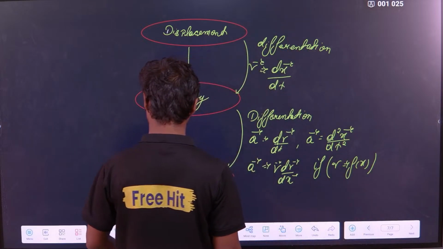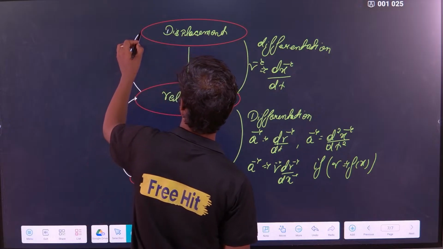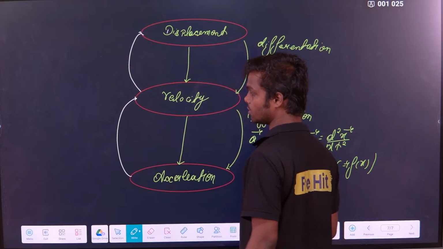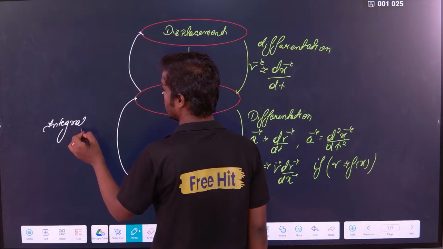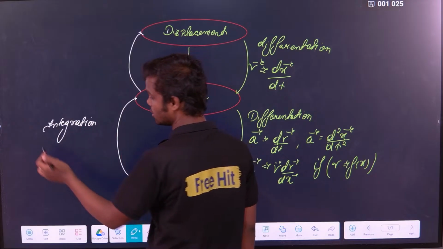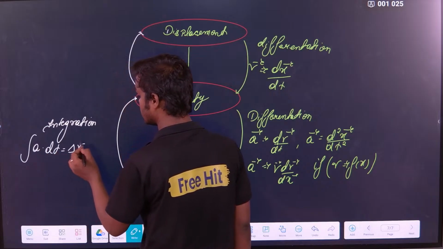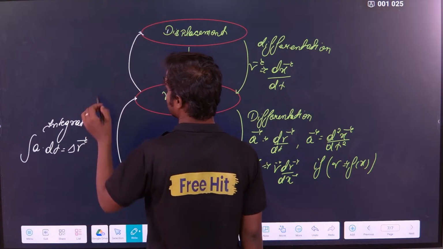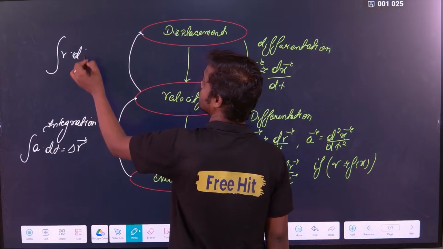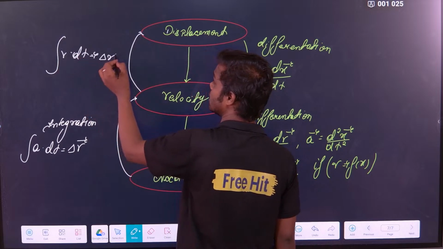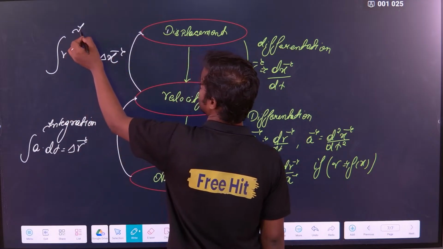Now if I have to go in the other direction, from here to here and then from here to here, first, you have to do integration. That is very clear. Integration means acceleration a dt is equal to change in velocity. Simple. Then from here to here, I will integrate v dt, which is equal to delta x. Clear? That is displacement, basically, and this is also an integration.